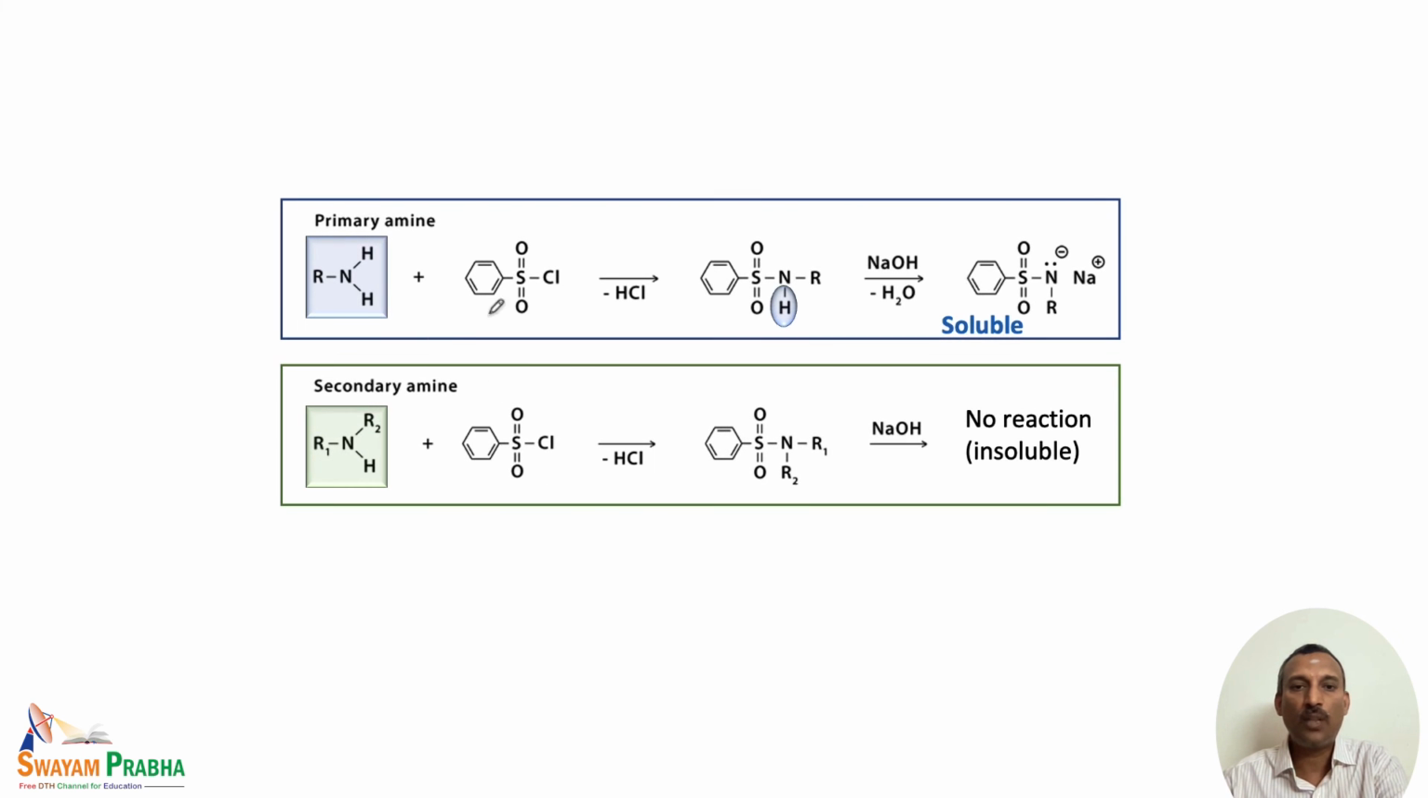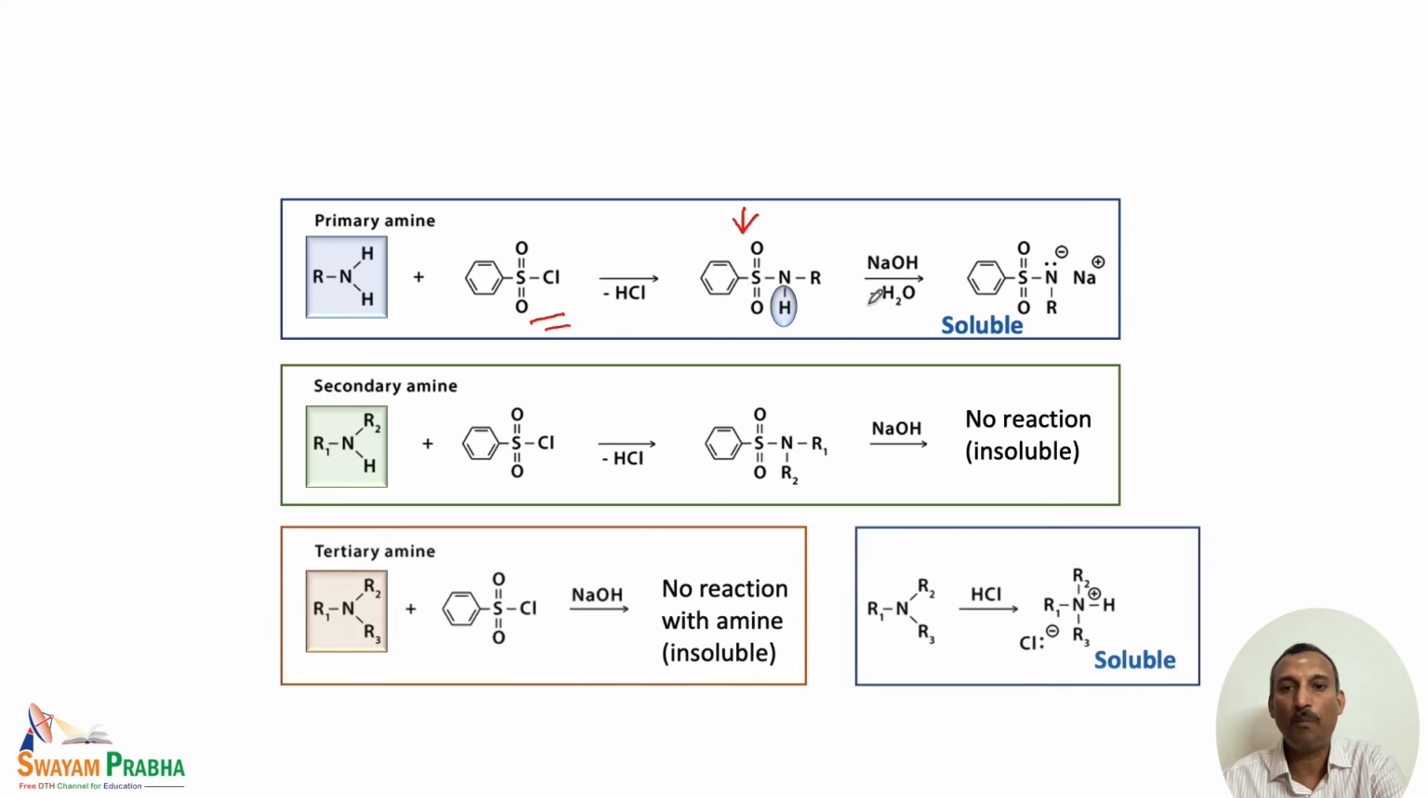If you look at the reaction mechanism, the primary amine reacts with the sulfonyl chloride to give the corresponding salt. The sulfonamide is formed, and this is the sulfonamide we are talking about. We have the sulfur nitrogen bond here. This has one acidic hydrogen, and when treated with sodium hydroxide, we end up with a soluble salt. That is the reason this particular sulfonamide is soluble in base.